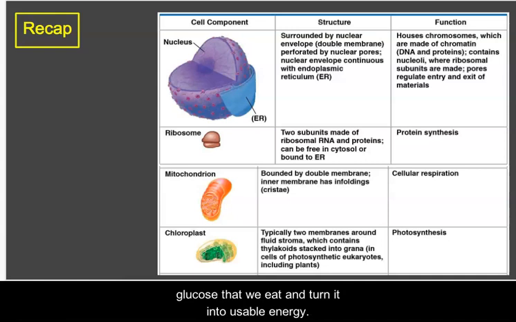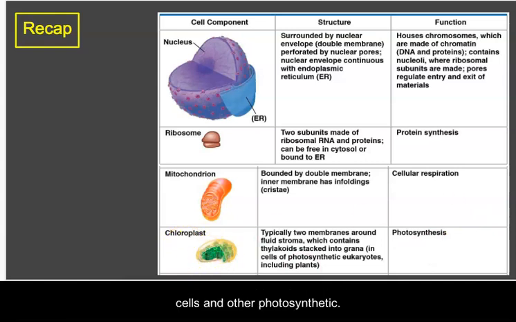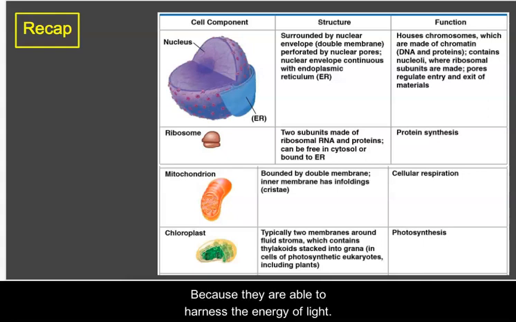into usable energy, ATP. Then we have chloroplasts, which are found only in plant cells and other photosynthetic organisms. So what that means is they do photosynthesis because they are able to harness the energy of light in the sun to make food or make glucose. So chloroplasts are the place where photosynthesis takes place.